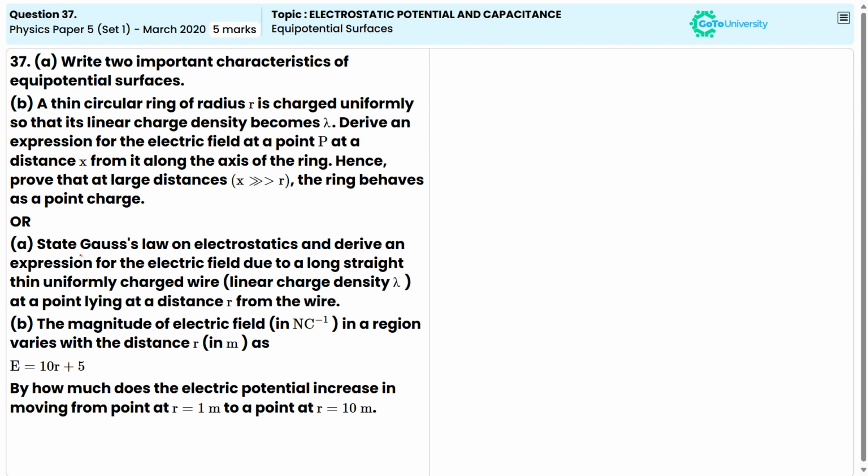Now let us discuss our question. In that we have two questions, A and B. So we'll discuss A first. Here the question states: state Gauss law on electrostatics and derive an expression for the electric field due to a long straight line uniformly charged with linear charge density lambda at a point lying at a distance r from the wire. Okay. So Gauss law, what is Gauss law?